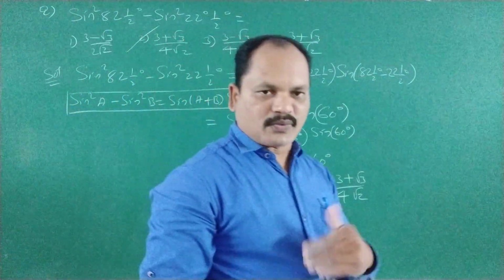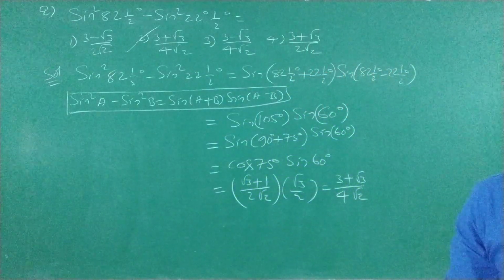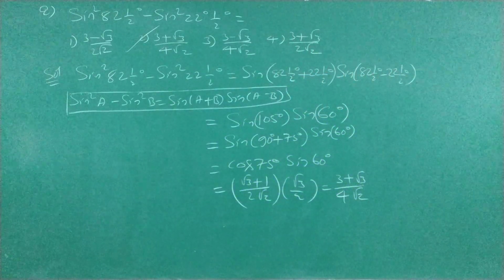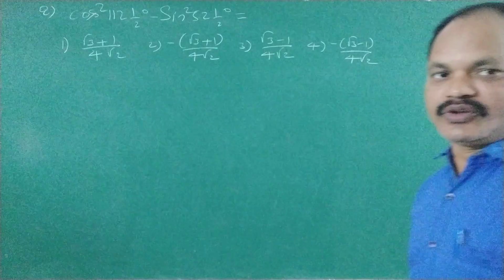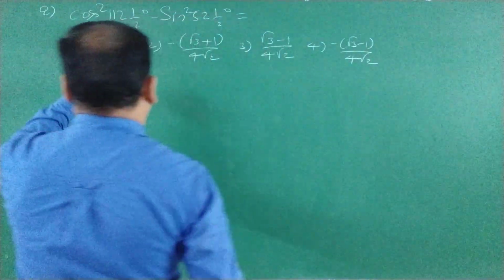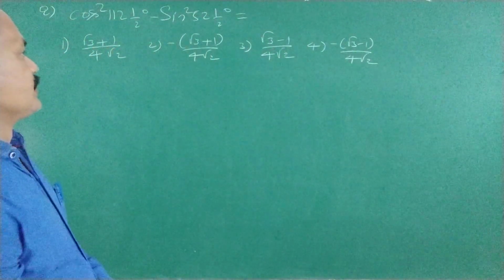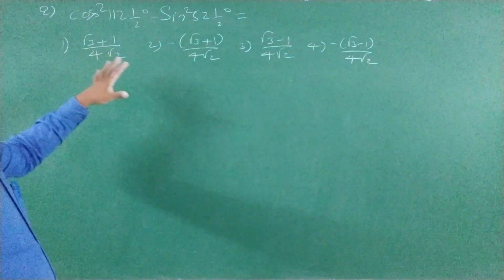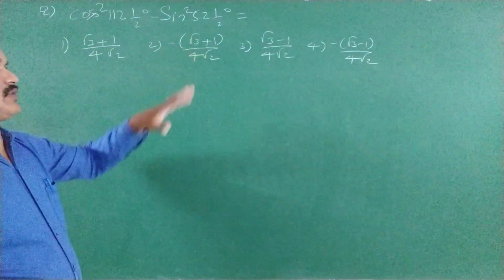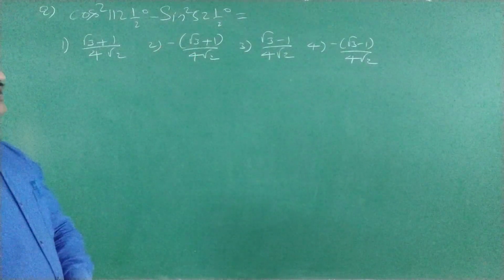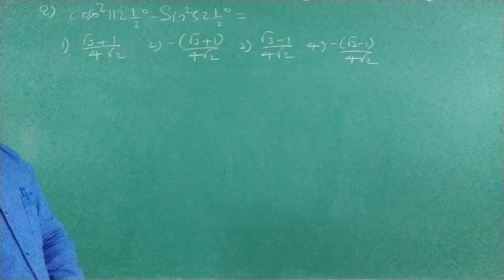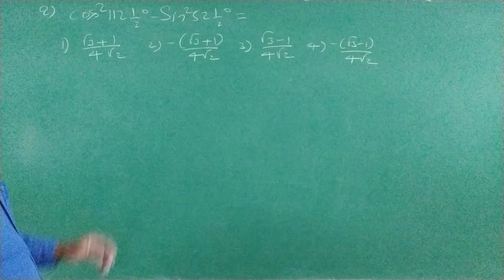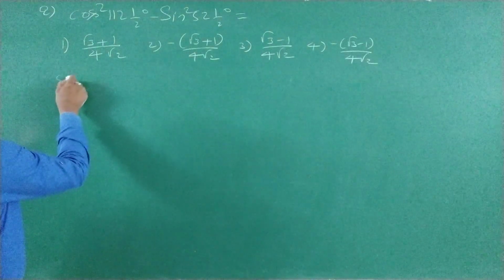So we are going to one more question that depends upon this concept. Now the question is: cos square 112 and a half degrees minus sin square 52 and a half degrees is equal to, first option (root 3 plus 1) by 4 root 2, second option minus of (root 3 plus 1) by 4 root 2, third option (root 3 minus 1) by 4 root 2, and fourth option minus of (root 3 minus 1) by 4 root 2. Now the solution for this question.